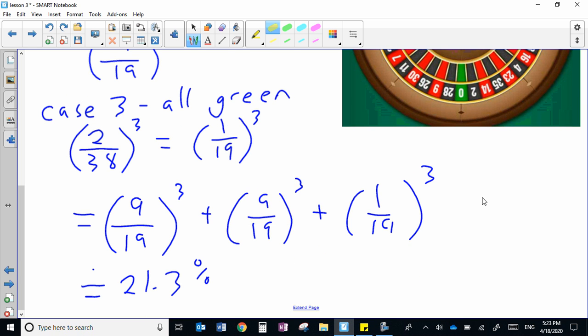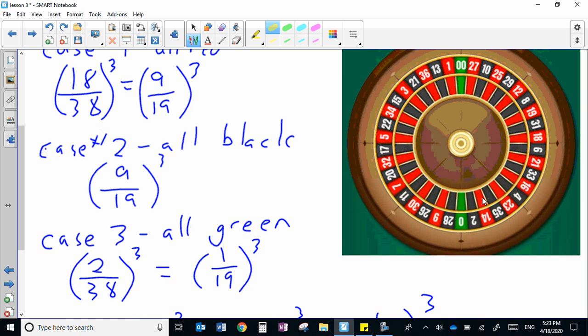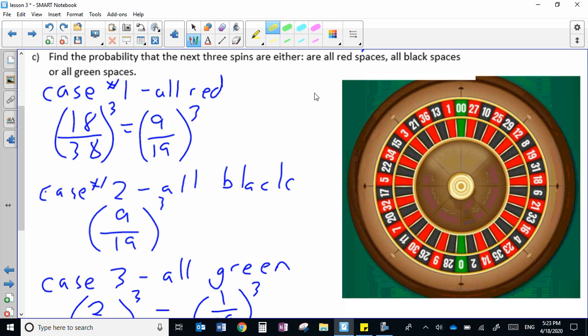Actually, before we move on, let's talk about something a little interesting called the gambler's fallacy. The gambler's fallacy has to do with the fact that when spinning the roulette wheel, each spin is an independent event. So if we had, for example, 2 red spins in a row, that does not mean that the next spin is more likely to be black.